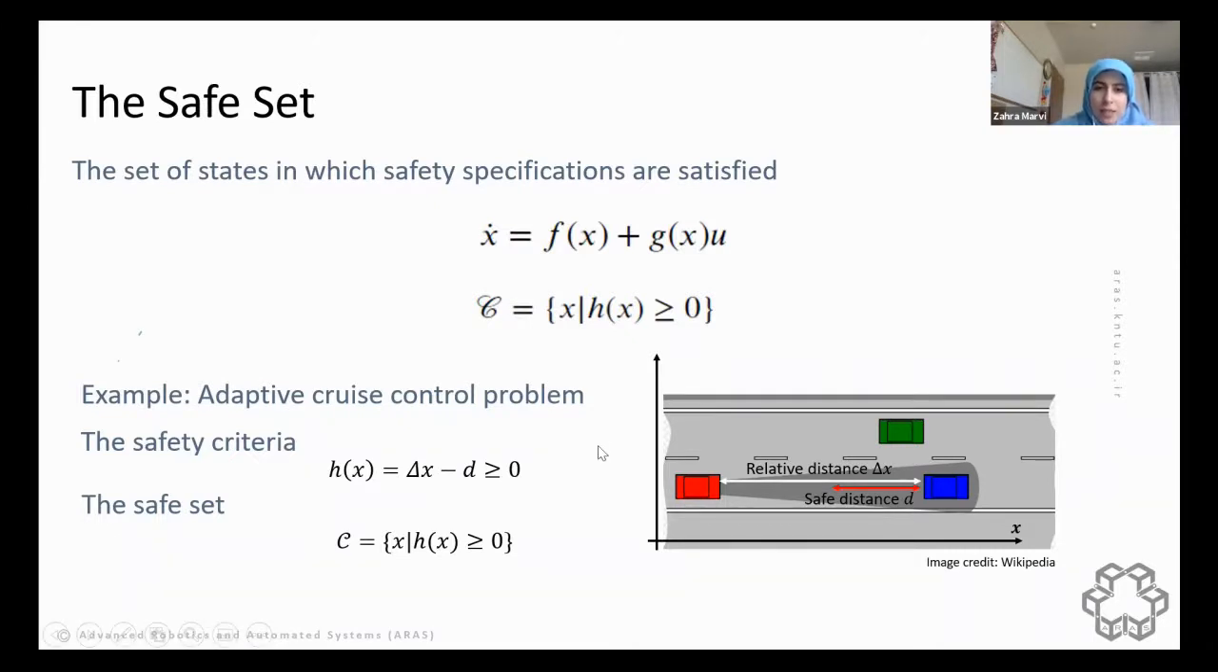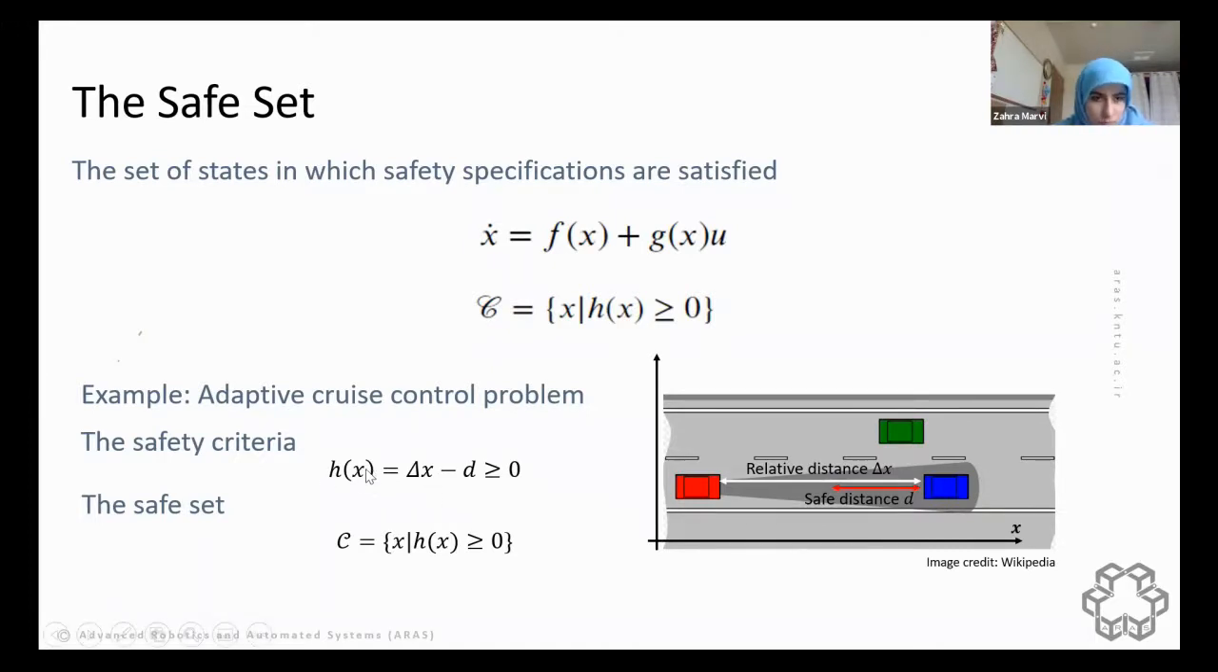As one example, consider the adaptive cruise control problem. Our original control objective is that our ego car drives at a desired speed. However, if we have some front car ahead of us, we need to make sure that no collision happens and the ego car slows down to adapt to the flow of traffic. So we have some relative distance to the front car, and we have some safe distance. So our safety specification is that delta x minus d is equal to or bigger than 0.